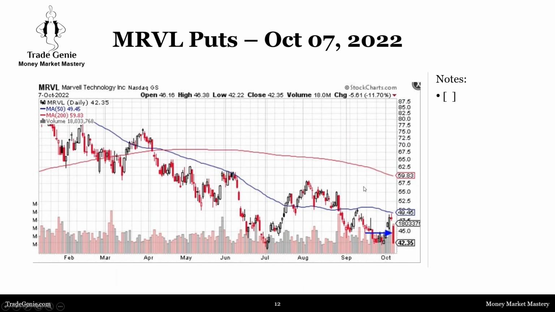MRVL puts. When the chip stocks are going down, AMD is down, Nvidia down, Intel down, so what else is down? Which one just started going down? Again, look at this one. Everything is going down, chip stocks. So I started looking and said, okay, which one should I buy puts on? Let me see. So immediately open your chip folder.